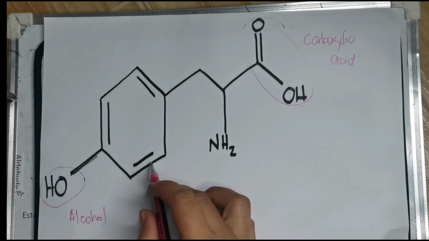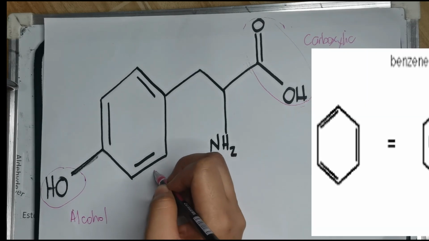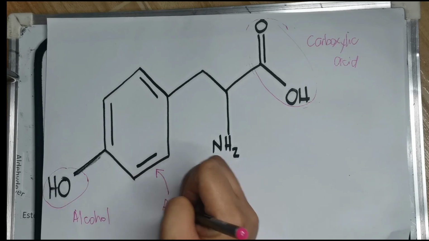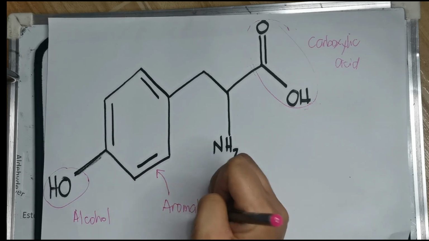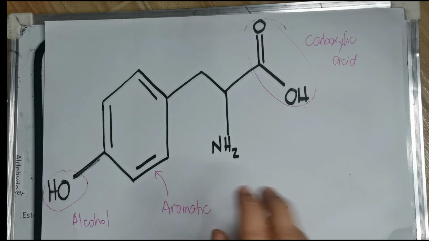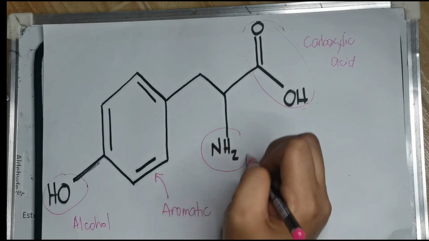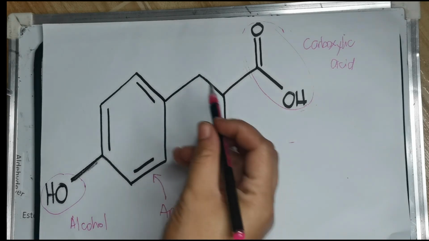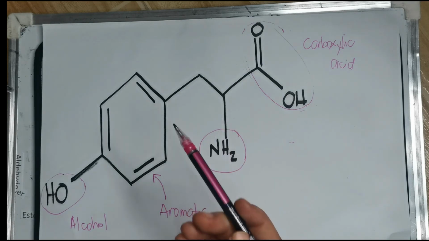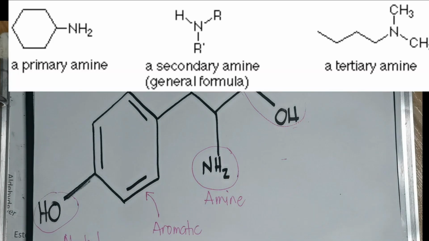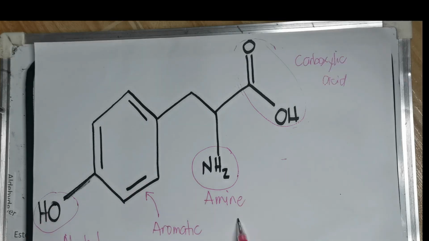Next, this one, nabanggit na natin. So it is a benzene ring, or the aromatic. Next, we have an NH2. NH2 with this kind of structure. So it is amide. So in this type, we have identified the different functional groups on this kind of setup.